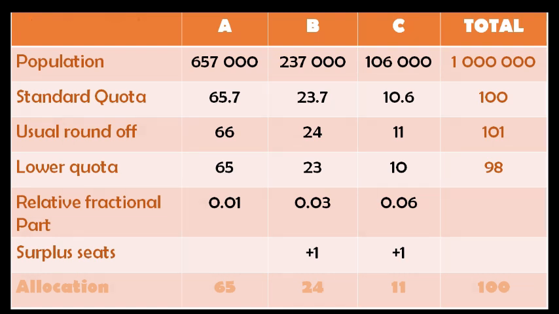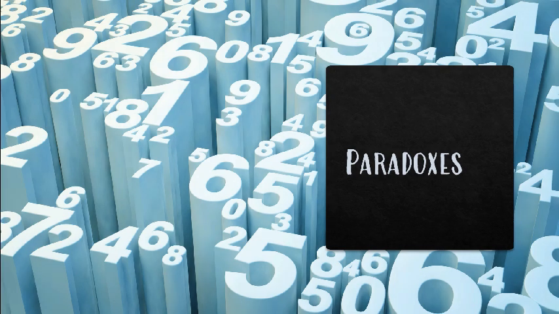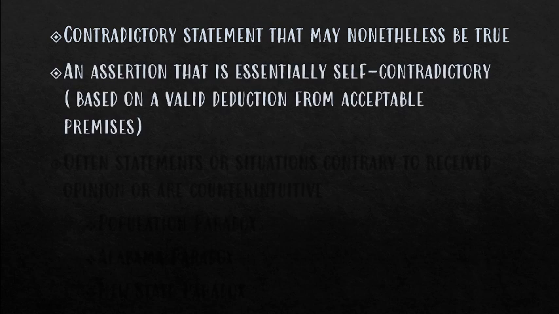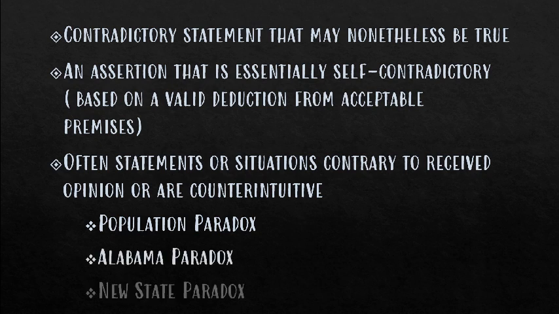Now that we've discussed the quota methods, we can proceed to the paradoxes. Paradoxes are applications of the quota methods mentioned earlier. A paradox is a contradictory statement that may nonetheless be true. It is an assertion that is essentially self-contradictory, based on a valid deduction from acceptable premises. Paradoxes are also often statements or situations contrary to received opinion or are counterintuitive. Paradoxes have three types: population paradox, Alabama paradox, and new state paradox.